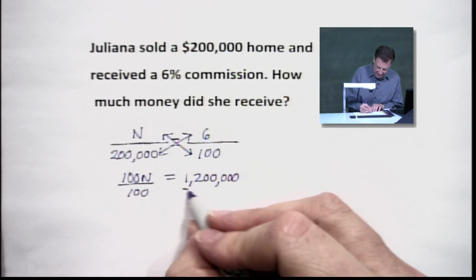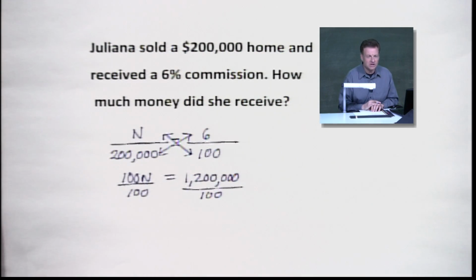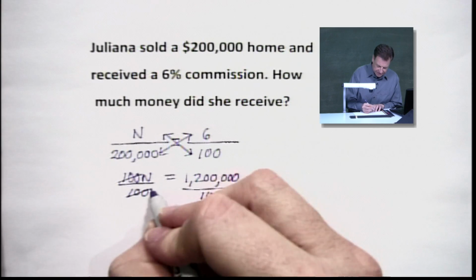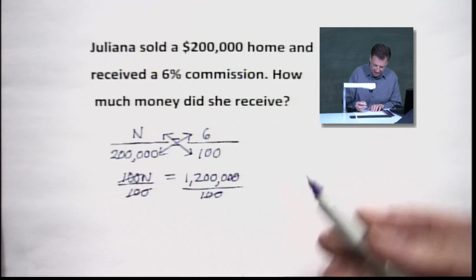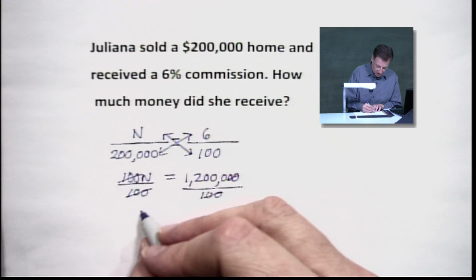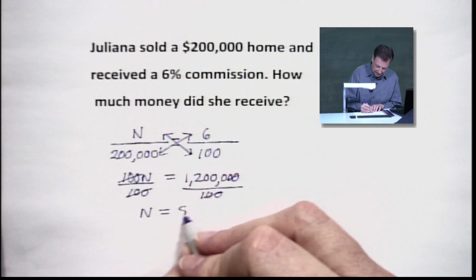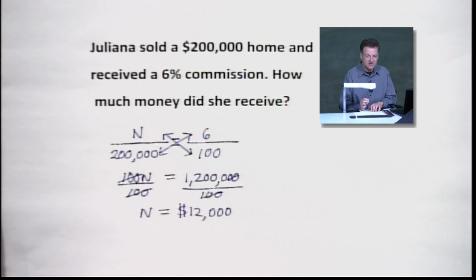And isn't it nice? I've yet to go to the calculator with this problem, and there's really no need to, because your hundreds are going to cancel each other out there, and you're going to lose 2 zeros off this guy. So let's see what we've got left. We've got a 12 and 3 zeros. Her money is around 12,000.